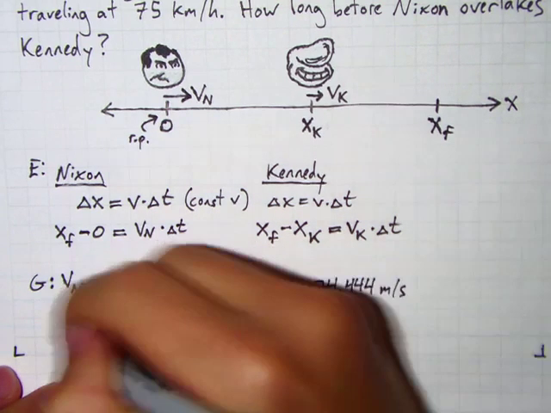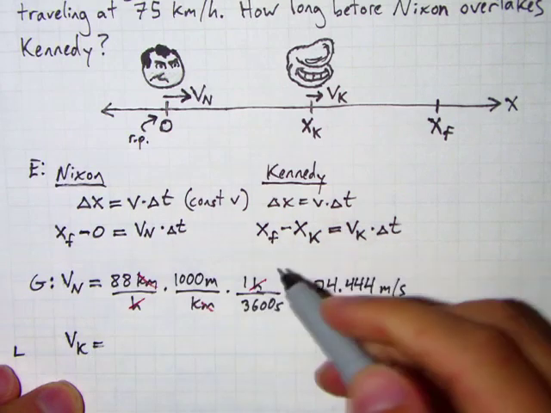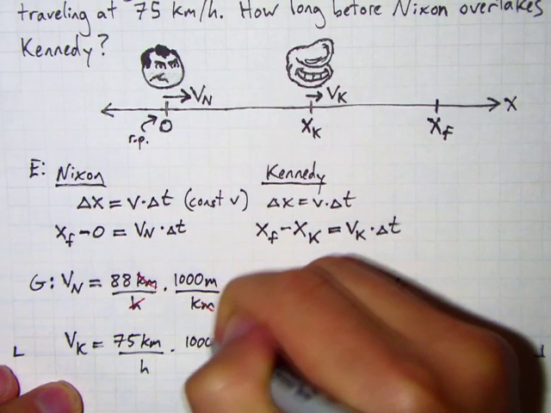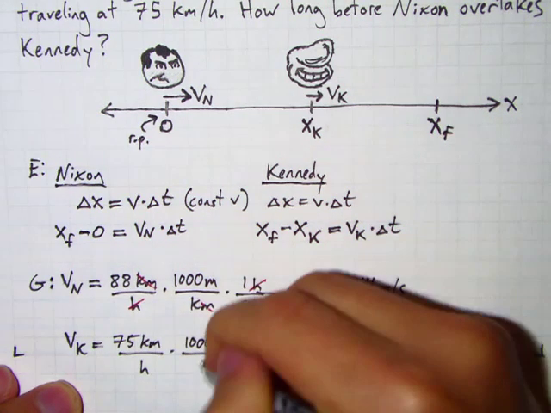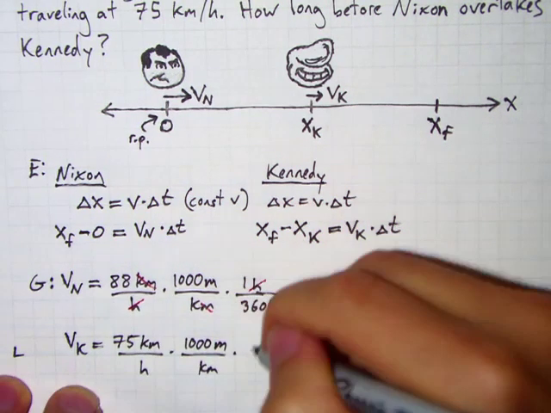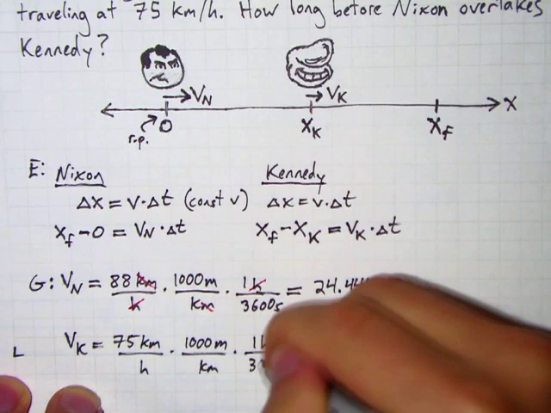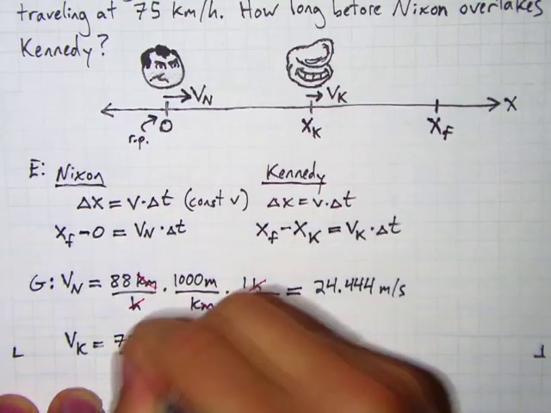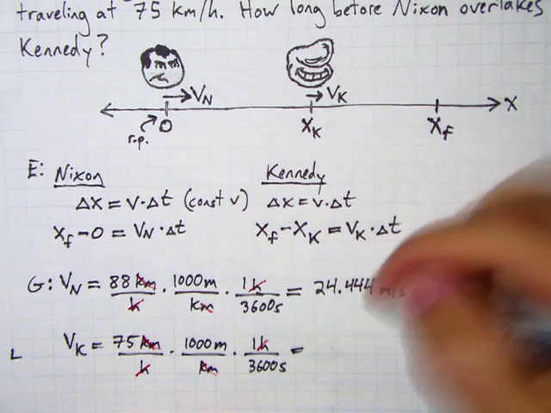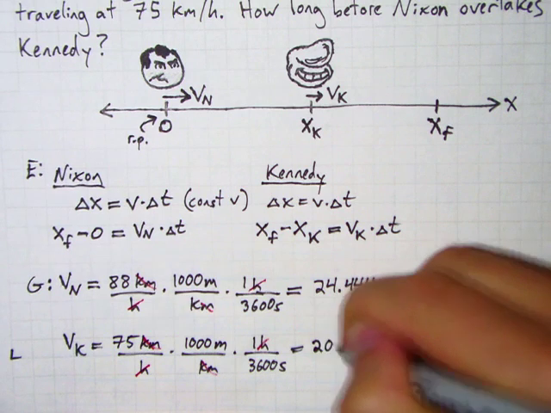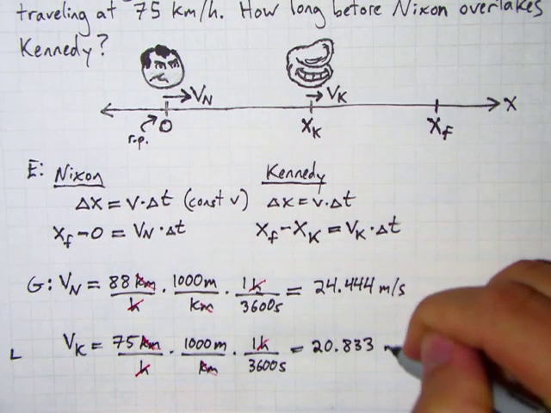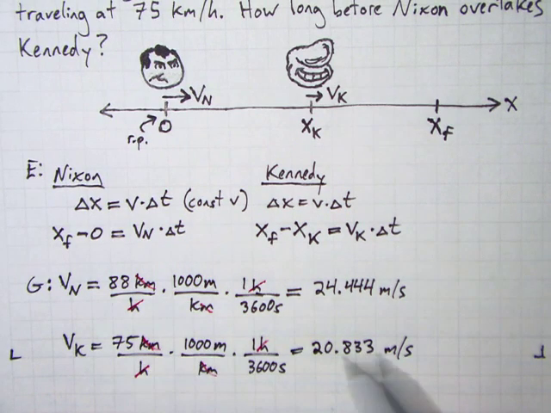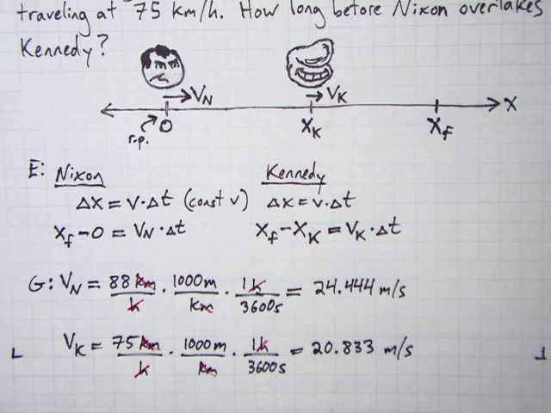Oh, the velocity of Kennedy. We know that Vk is, from our problem, 75 kilometers per hour. All right, let's convert that. In your givens part of the problem solving, this is where you convert all of your numerical values into SI units if they're not already. Cancel like units. And Kennedy's velocity comes out to 20.833, etc. meters per second. That's obviously not the right number of significant figures because this was 75 right here, but we'll keep these extra digits for now and round to the right number of sig figs at the end.